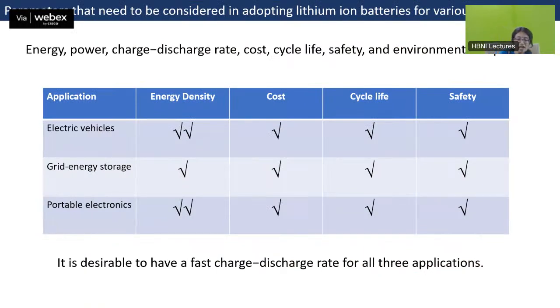For electric vehicles as well as for portable electronics, it is the energy density which plays the maximum role. As you can see, we have given a double tick for that. Whereas for grid energy storage, energy density is not that important, but cost, cycle life and safety are important. For all the three applications, it is desirable to have a very fast charge-discharge rate, because the time required for the charging of your battery should be as low as possible, right? You cannot use a battery for anything if it takes 24 hours to get charged. So you have to have a desirable fast charge and discharge rate for all the different applications.